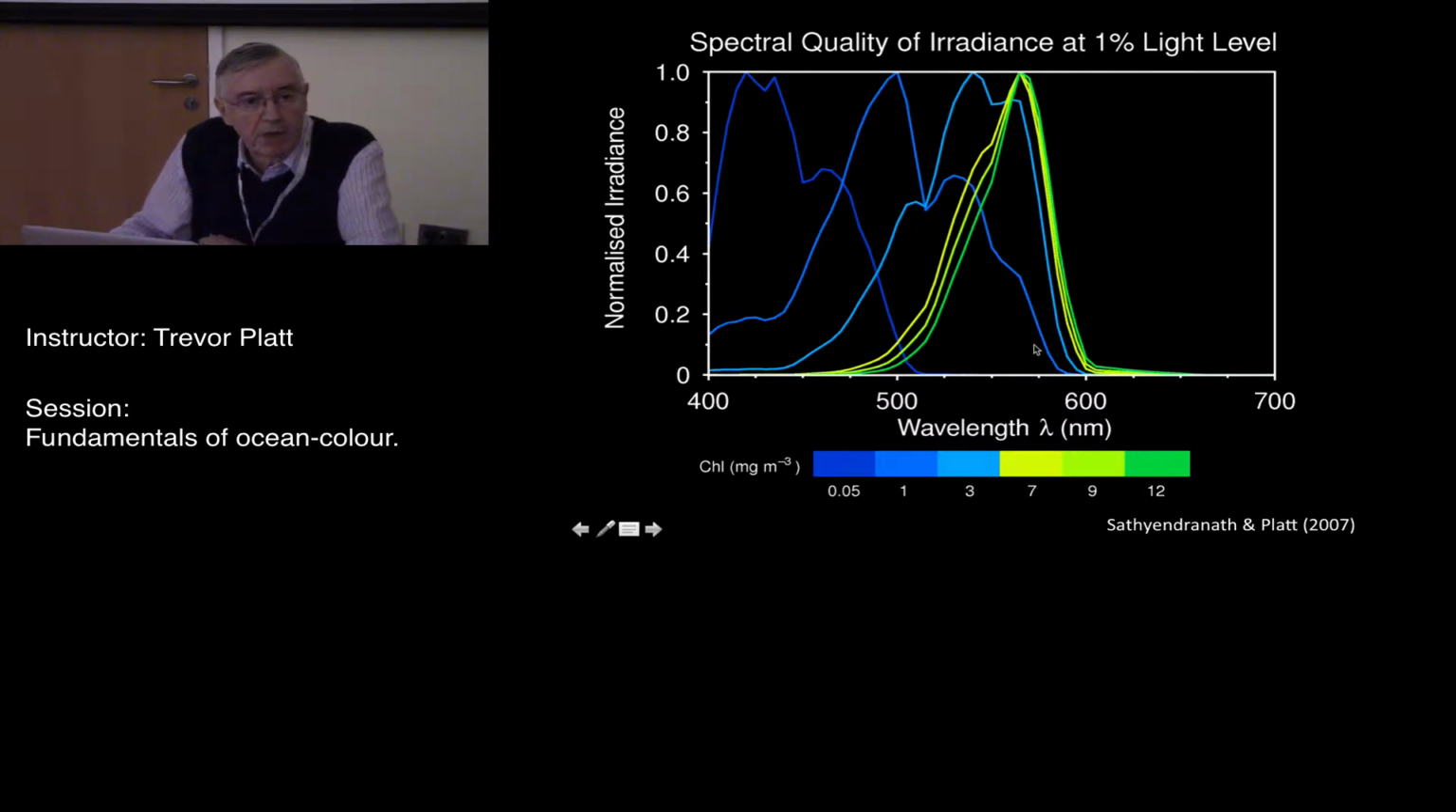The color of that light will be quite different depending on the quantity of chlorophyll in the water. So here, for example, is a scale of low chlorophyll to high chlorophyll, and the color of the light at the 1% light level will be quite different depending on the chlorophyll concentration. So when the chlorophyll is high, it will tend to be green, and when the chlorophyll is low, it will tend to be blue.